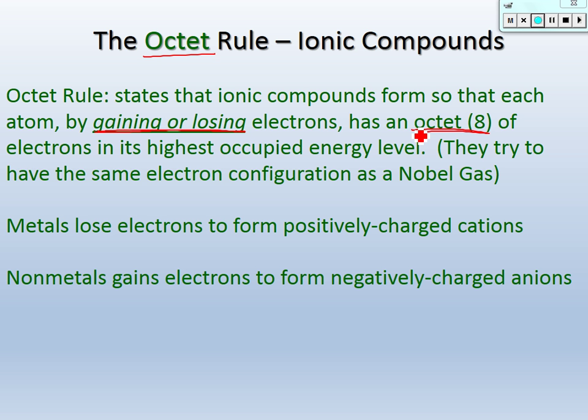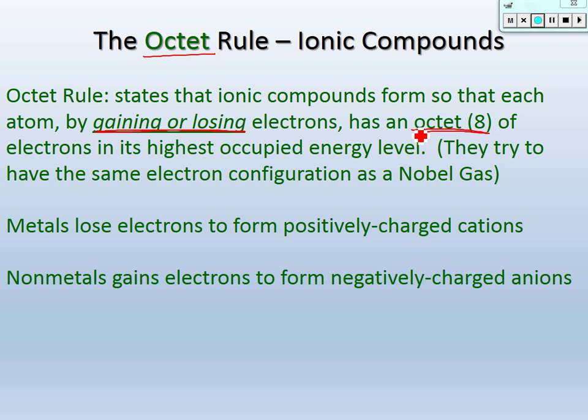They try to have the same electron configuration as a noble gas. Everyone wants a full set of 8 valence electrons. Except for hydrogen and helium, how many do they want? 2. Everyone else wants 8.